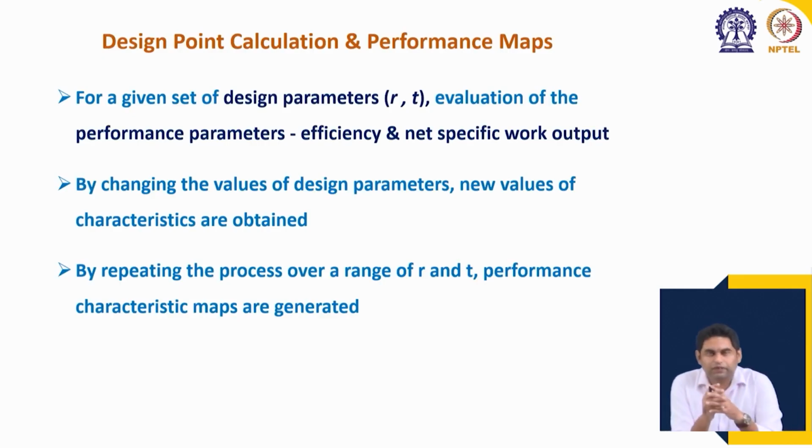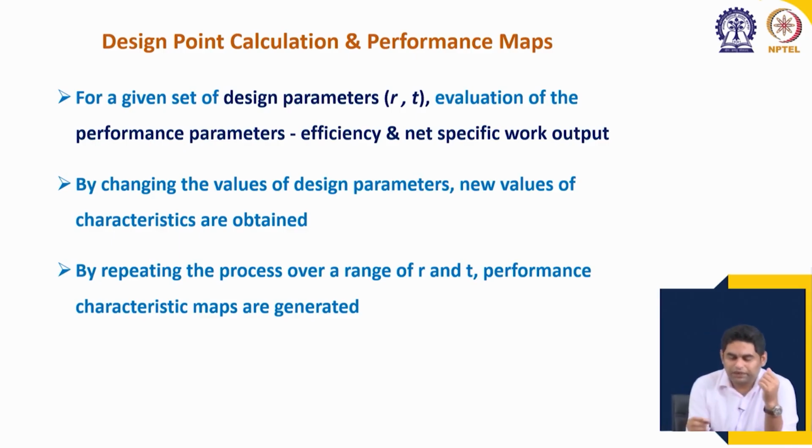So, what is a design point calculation? Till now we have solved various problems. For each of the cycles we have solved one problem where we specified the values of the design parameters. What are design parameters? Design parameters are parameters which are used for designing a gas turbine. These are the initial parameters which need to be defined. For ideal gas turbines, the design parameters are R, which we already know, the overall pressure ratio, and T, which is the temperature ratio.